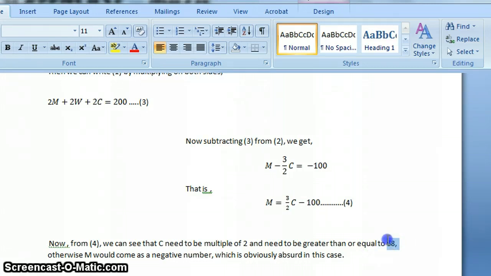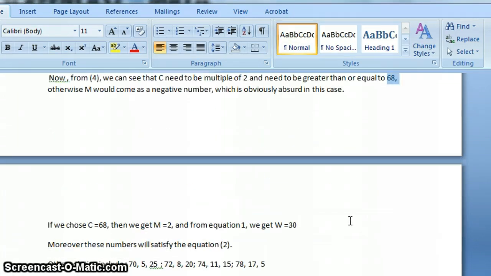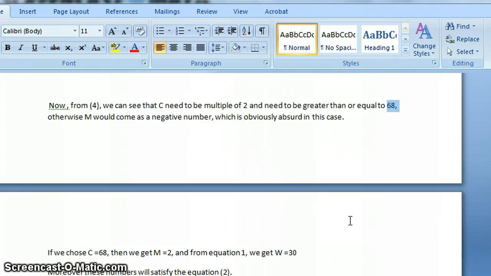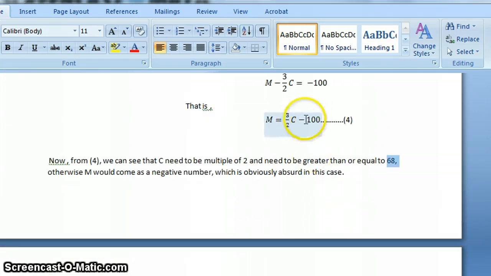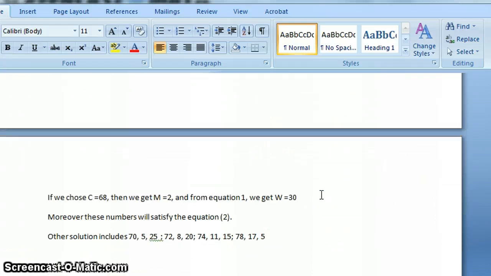So if I start with 68, then I cancel that. That's going to give me 34. 34 times 3 is 102, and that gives you 102 minus 100. That gives you man equals 2. So we choose children 68, men 2. Now the women need to be 30, right? Because 68 plus 2 is 70, and women 30.